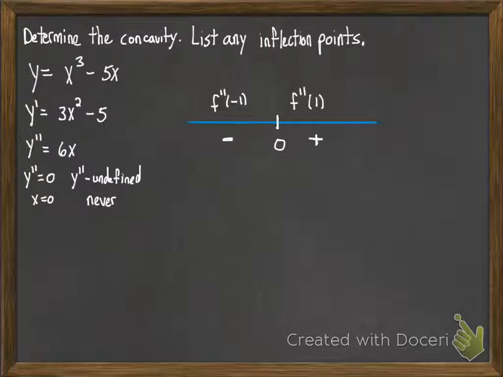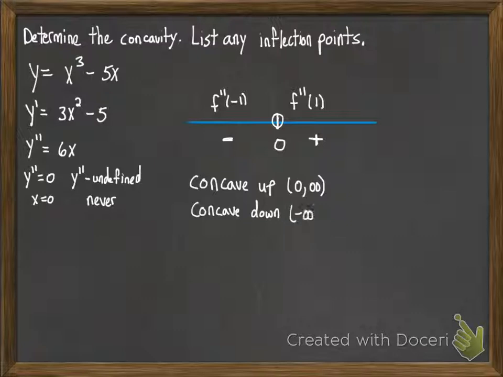Once we know when the second derivative is positive or negative, we can talk about concavity. It's concave up when the second derivative is positive, so that would be from 0 to infinity. It's concave down when the second derivative is negative, so from negative infinity to 0. So that's the concavity.